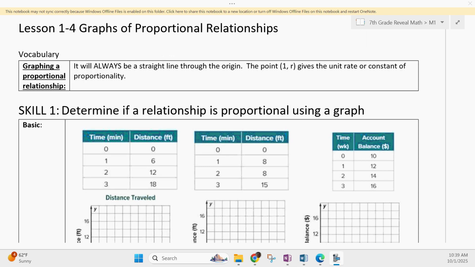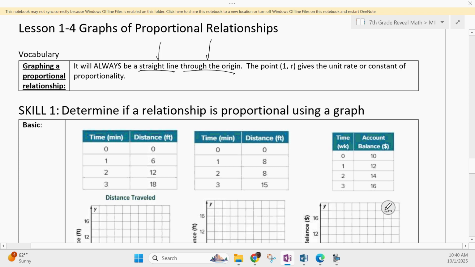Hey, so now we're dealing with graphs of proportional relationships, right? We just did tables. We found constant of proportionality in tables. Now we're just applying it to graphs. So we're going to take these tables, put them in graphs, and see what we find. We already know graphing a proportional relationship, it'll always be two things. It'll always be a straight line, and it's going to go through the origin. Two things. If you get both of those, bop, bop, you got a proportional relationship.